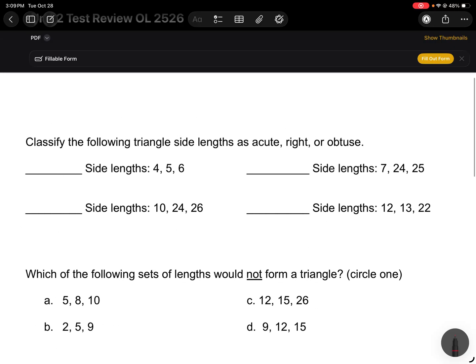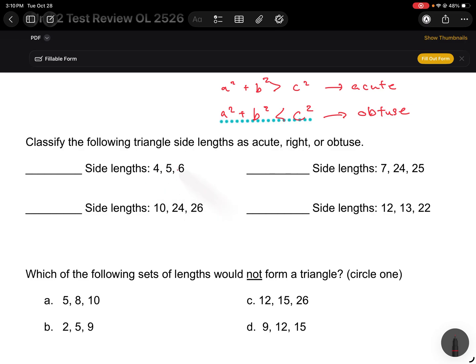Alright, classify the following side lengths of triangles as acute, right, or obtuse. So this is the one where we need to check and see if a squared plus b squared is bigger than c squared. This would give me an acute triangle. And then a squared plus b squared being less than c squared would give me an obtuse triangle. So this would leave me with c. Always remember c is your longest side or the biggest number.